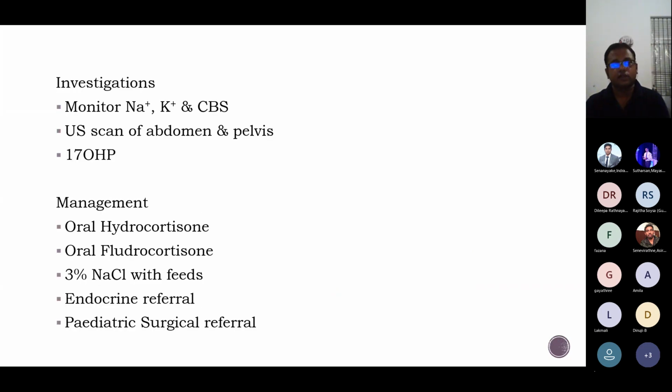Investigation was electrolytes and blood sugar levels. We had to do it initially and repeat it on the second week, because as you know, if it is a salt-losing type of congenital adrenal hyperplasia, they will present to you in the second week, right? So ultrasound scan of the abdomen and pelvis we have done on this child, which showed female internal genitalia.